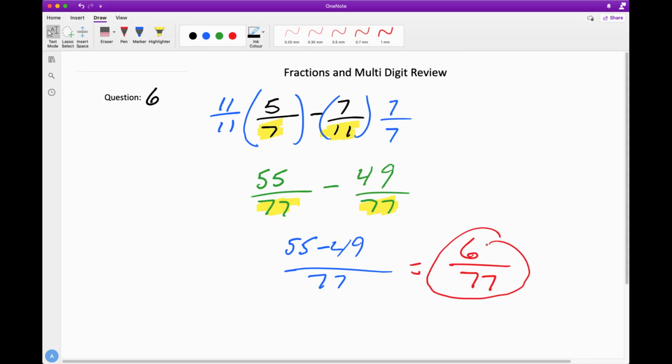And that will be our final answer, because I know that there's no number that divides evenly into 6 and 77, because the only factors of 6 are 2 and 3, and the only factors of 77 are 7 and 11. And since they don't share any, it can't reduce.